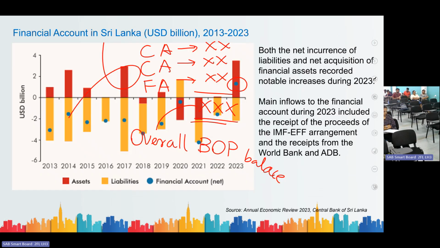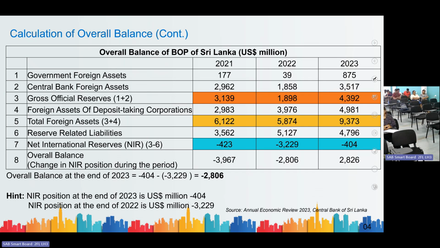So let's see how Sri Lanka calculates it for the last 3 years. The data is given in this table. We have reserve assets: government foreign assets and central bank foreign assets. The summation of the first item and the second item is considered gross official reserves. That is official because these assets are related to the government and the central bank. And the fourth item is foreign assets of deposit-taking corporations like the commercial banks. Commercial banks also hold foreign assets.